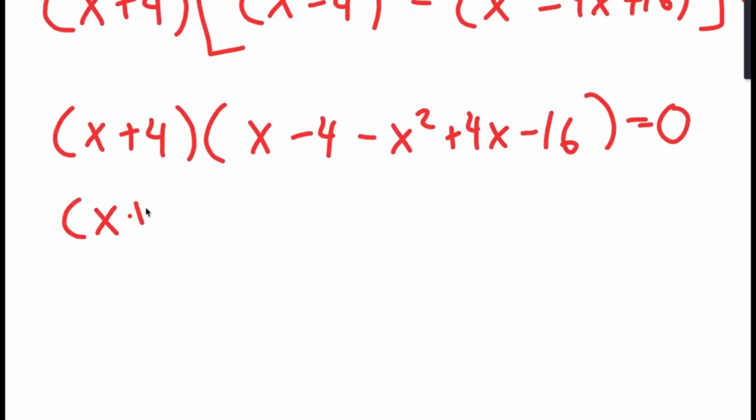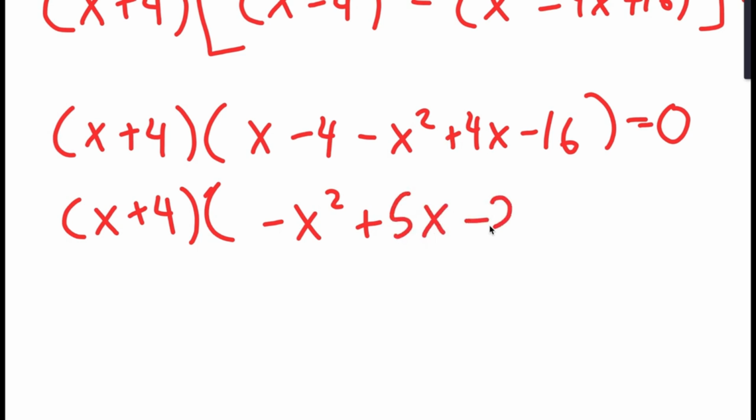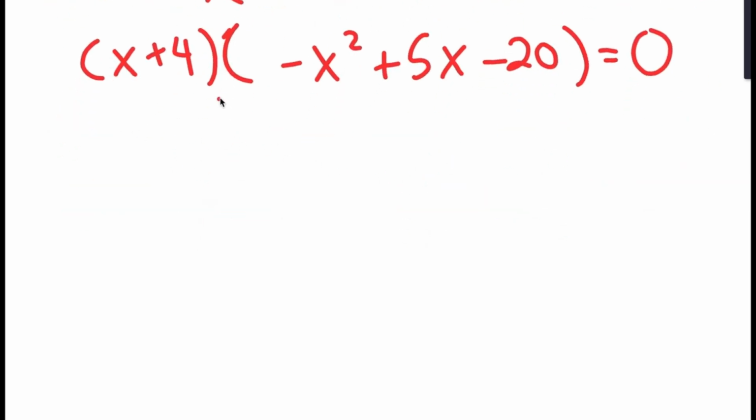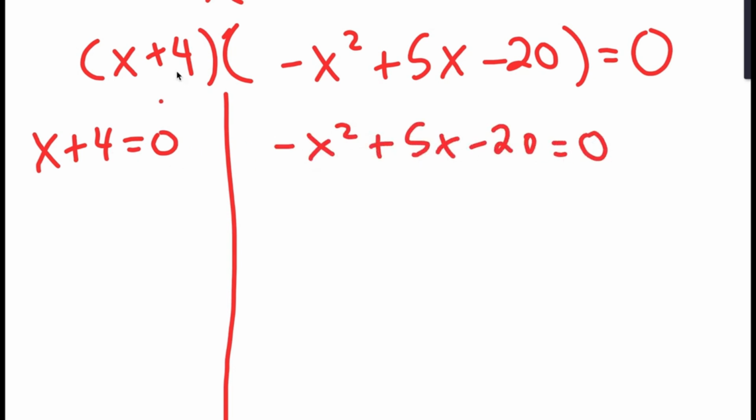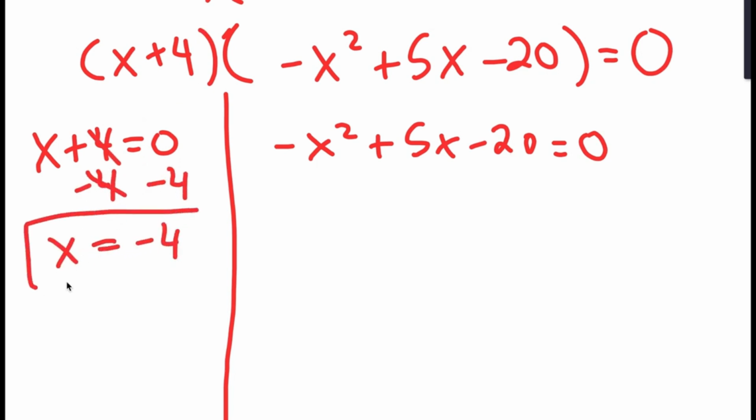And let's simplify this even more. I get x plus 4 times negative x squared plus 5x minus 20 is equal to 0. So I get two equations from this. I get x plus 4 equals 0, and negative x squared plus 5x minus 20 is equal to 0. So first, for x plus 4 equals 0, all we have to do is subtract 4 on both sides, and we get x is equal to negative 4.